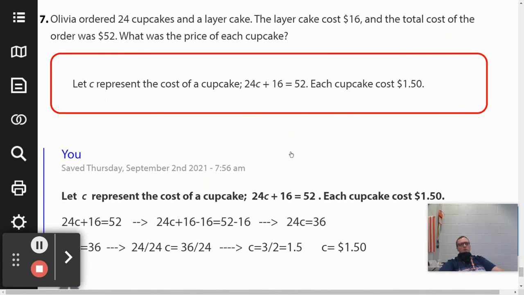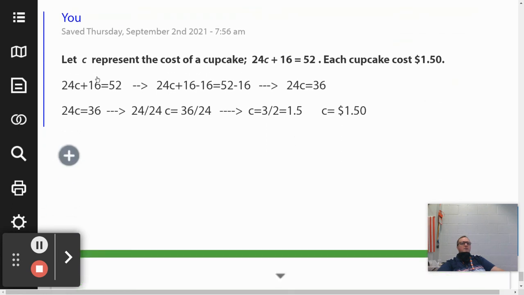Olivia ordered 24 cupcakes and a layer cake. The layer cake cost $16, and the total cost of the order was $52. What is the price of each cupcake? All right, so we have to define the variable. So we're going to let C represent the cost of the cupcake. How many cupcakes did they buy? 24. So that would be 24 times C, plus they spent $16 on a layer cake. So we have to add 16, and that equals the total of 52, the total that Olivia spent.